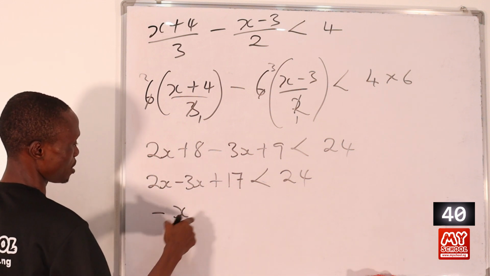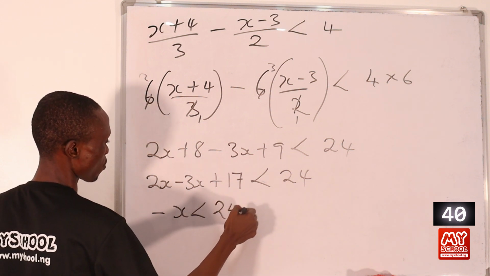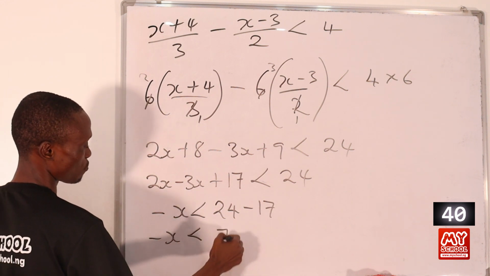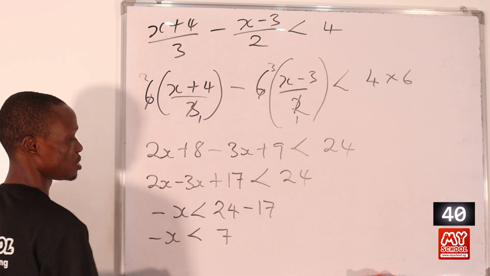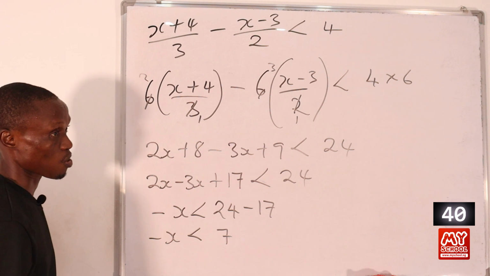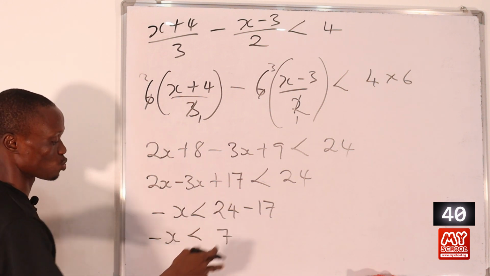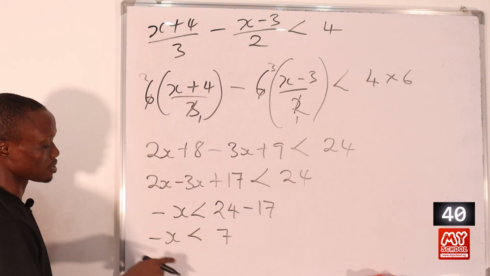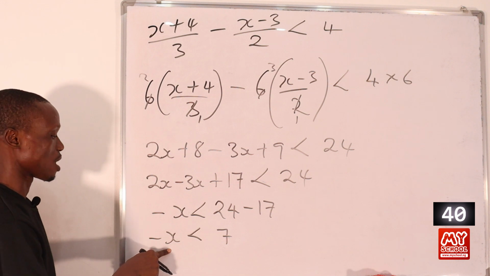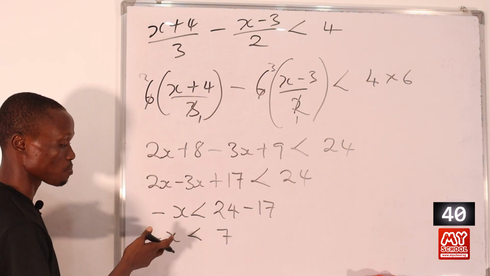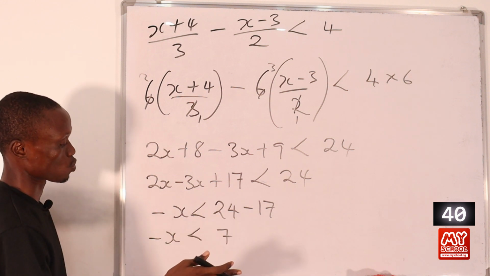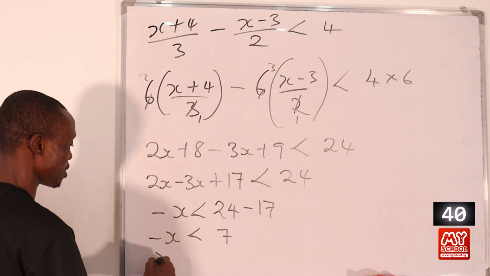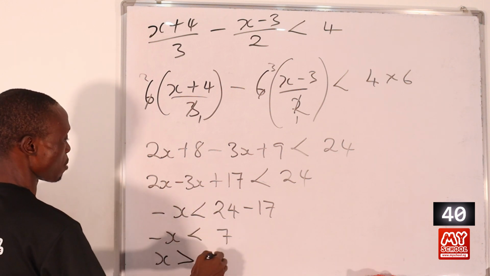So that we'll be having minus s is less than 24 minus 17. Okay, so minus s will be less than 7 because 24 minus 17 is 7. Now remember that for an inequality, when you are dividing through by a negative value, the inequality sign will change. Remember that in this question we are looking for the value of s and not for minus s. So what we simply do is to divide through by minus 1. If we divide through by minus 1, our inequality sign here is going to change so that s now becomes greater than minus 7.